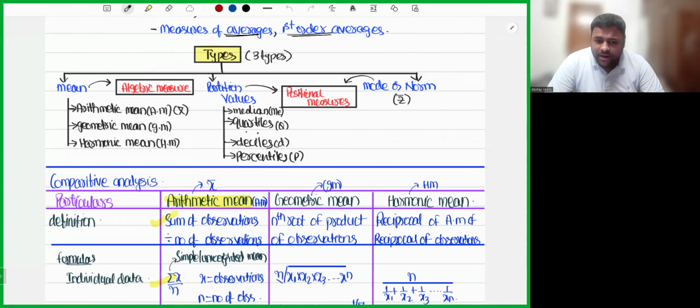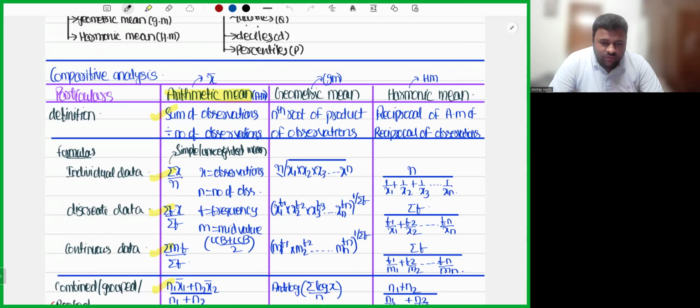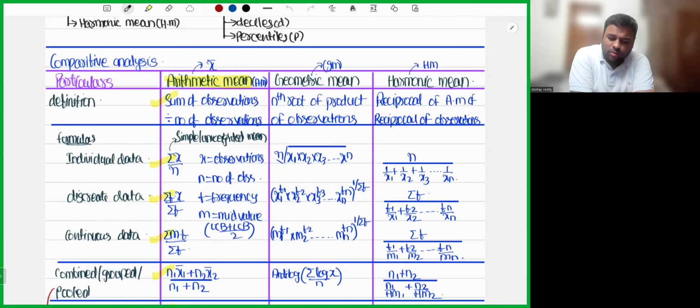Next, comparative analysis we have started. In that, first we have looked into arithmetic mean. So first I said you, what is the definition of arithmetic mean? Arithmetic mean refers to sum of observations by number of observations. Next I said you 3 different formulas: individual data, summation of x by n; discrete data, summation of f into x by summation of f; continuous data, summation of m into f by summation of f. Next I said you how to calculate combined or grouped or pooled arithmetic mean. It will be n1 x1 bar plus n2 x2 bar divided by n1 plus n2.